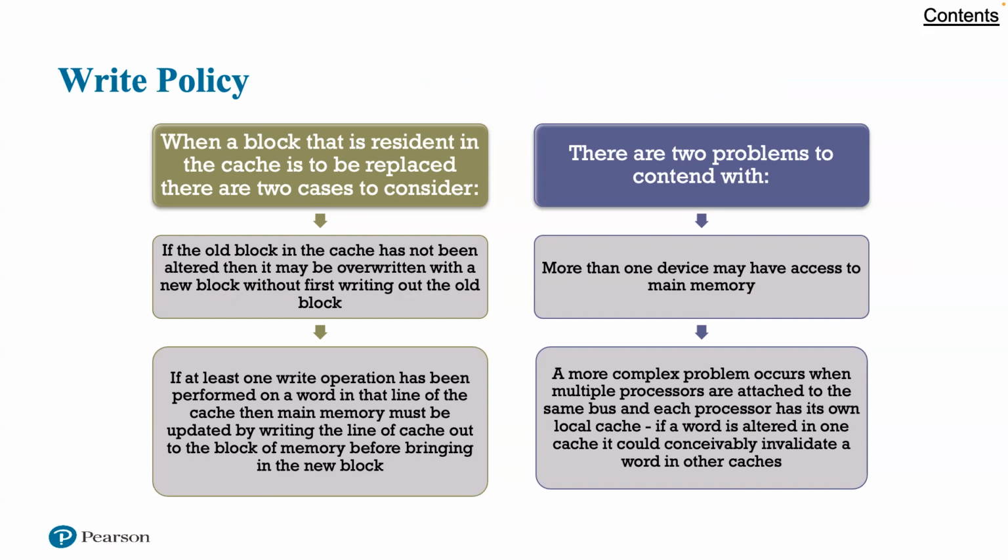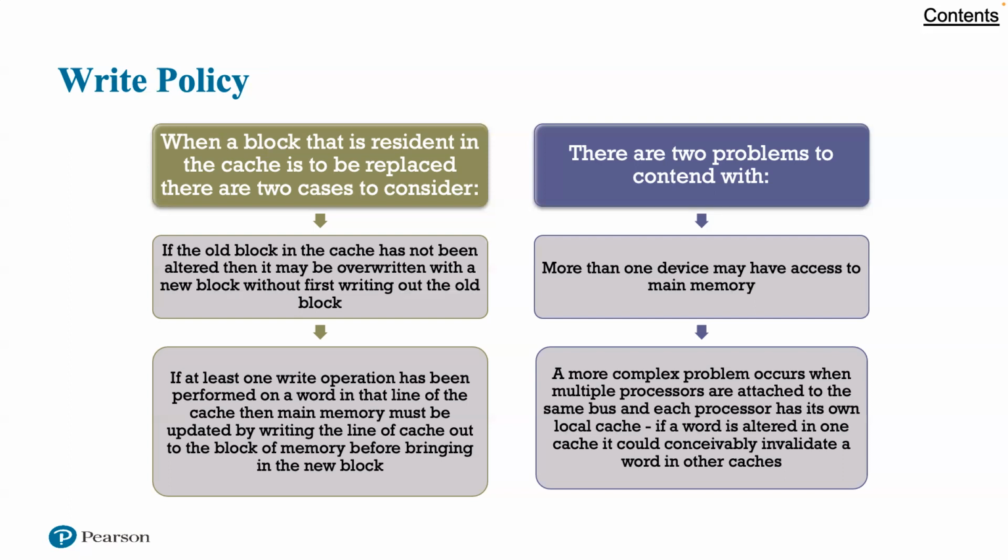There are 2 problems to consider. Let's think, the first one is that more than one device may have access to main memory. For example, an I/O module may be able to read/write directly to memory. If a word has been altered only in the cache, then the corresponding memory word is invalid. Further, if I/O devices have altered main memory, then the cache word is invalid. A more complex problem occurs when multiple processors are attached to the same bus and each processor has its own local cache.